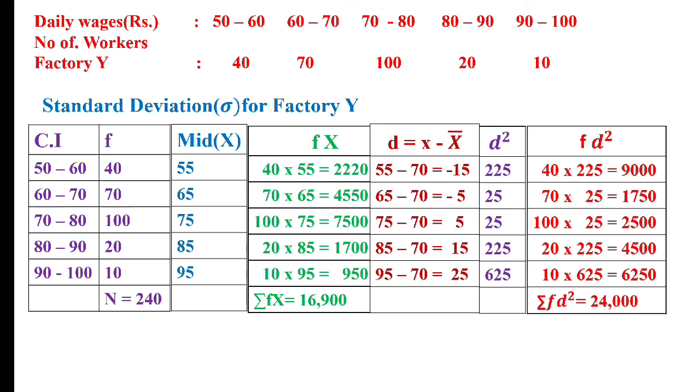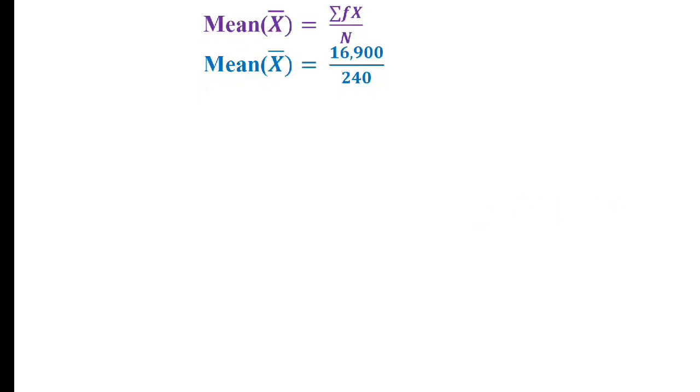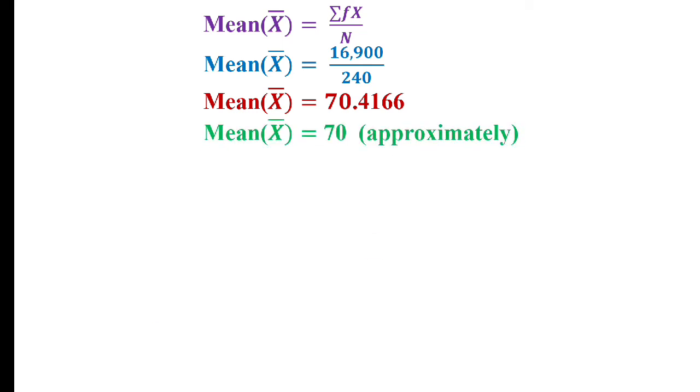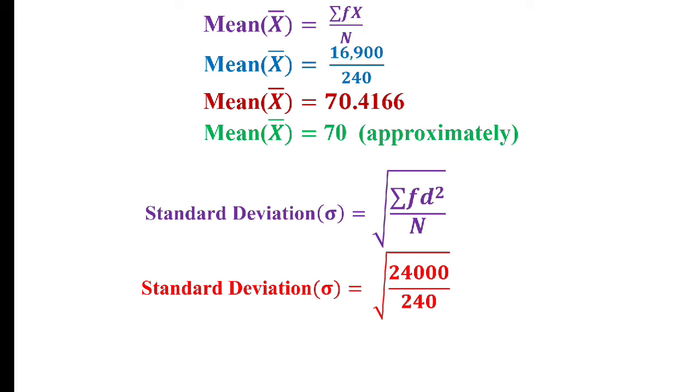Now we find the mean value. As explained previously, we use 16,900 divided by 240, which is 70.411166, approximately considered as 70. The formula for standard deviation is the square root of summation fd squared divided by n, so the square root of 24,000 divided by 240. Simplify that, we get 100.